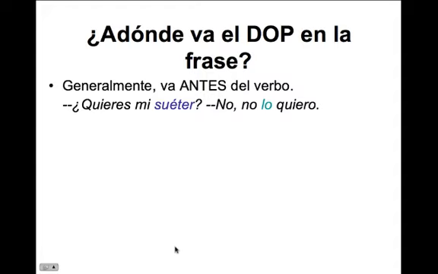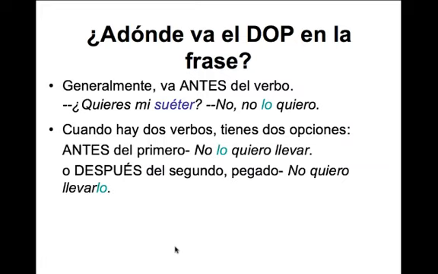So if you notice the direct object in the question, ¿quieres mi suéter? Suéter is the object. No, no lo quiero. I don't want it. So the lo represents the suéter, and it goes before the verb, antes de quiero.